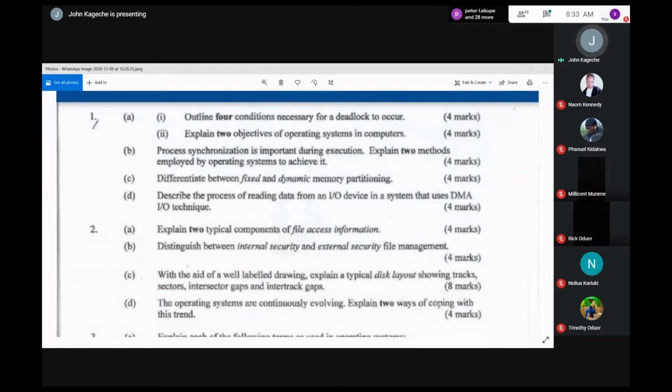Now let's look at the next question. Distinguish between internal security and external security. What is the difference between internal security and external security in file management? Internal security, we are talking about the reliability of the computer system, making sure that there is stability of either the operating system or the files that will support this file management. That's what we refer to as internal security.